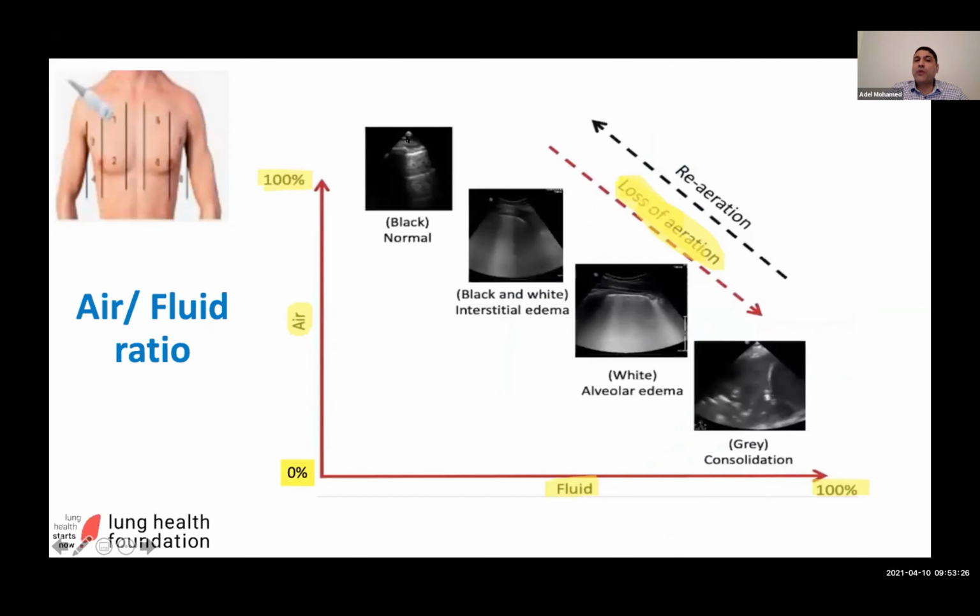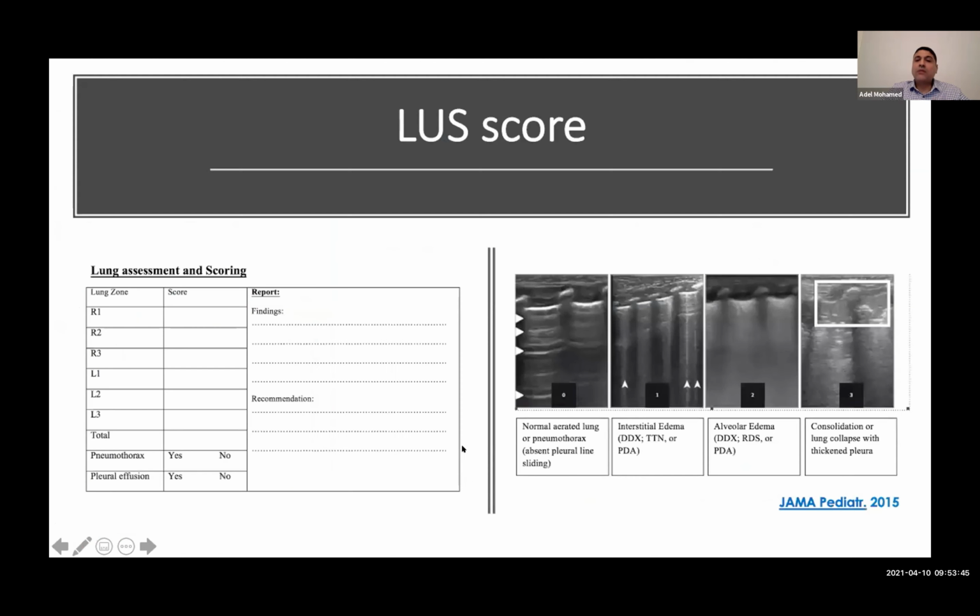And this will be a kind of summary for what we discussed. You move from well-aerated lung to almost zero air and 100% fluids, so you move from the A line pattern to the B line pattern to the condensed B line to the hepatization of the lung. What about the lung ultrasound score? In the lung ultrasound score, there are 4 patterns that we use to score any lung. From the A line pattern, which you score as 0, to the separated B lines, which you score as 1. If the B lines are condensed, you score it as 2.